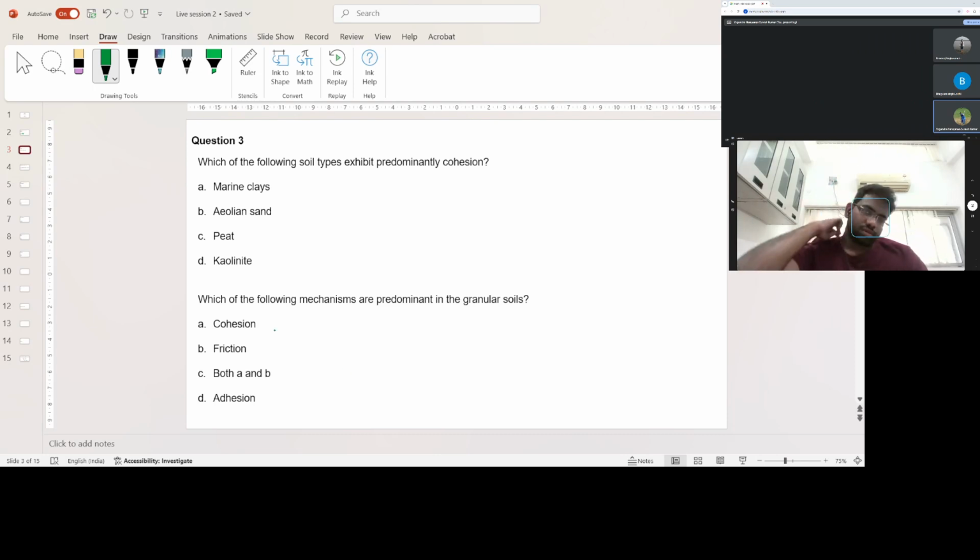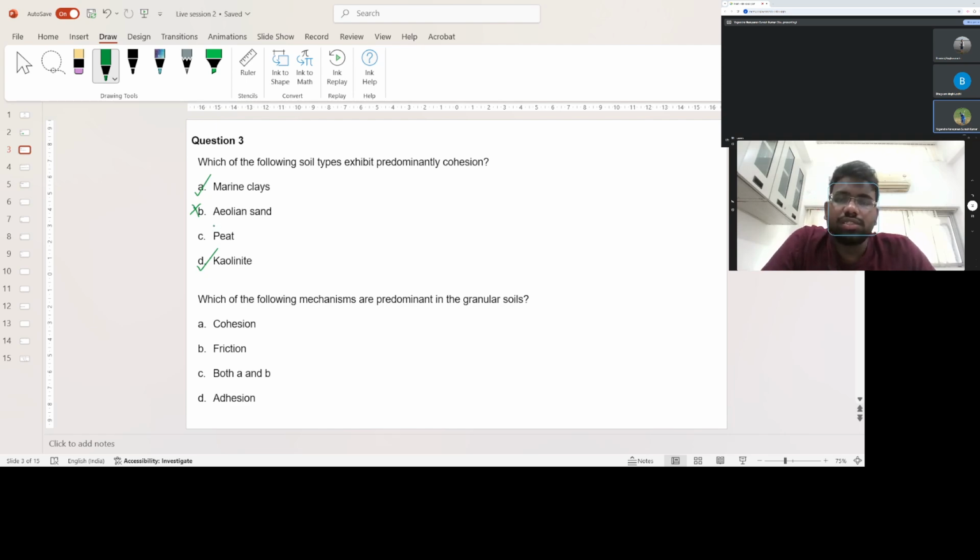So now aeolian sands are purely granular material. So we can reject this option. Kaolinite is a clay mineral, and when we add water to it, it displays cohesion. That is, it is cohesive. So kaolinite is an option. Marine clays is an option.